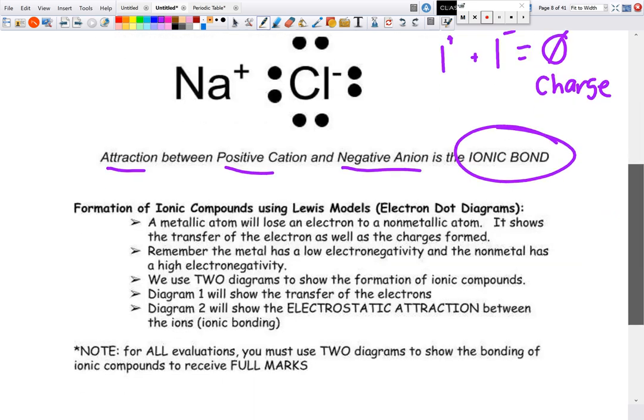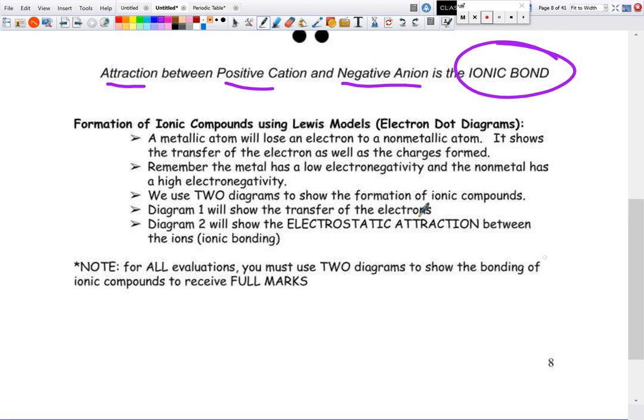So, how do we represent this? When we show the formation of ionic compounds using our Lewis models, we have to make sure that all metallic atoms lose their electrons and nonmetals gain them. Now, we are going to use two diagrams to show the formation of ionic compounds. Diagram 1 will show the transfer of the electrons using arrows.